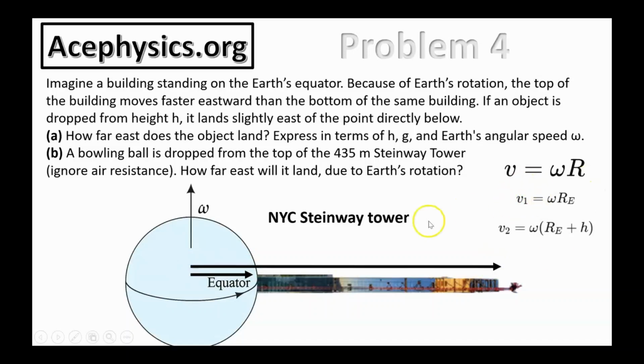v1 is the tangential velocity at the bottom of the building, which is omega times the radius of the Earth. v2 is the tangential velocity at the top of the building, which is omega times the radius of the Earth plus the height of the building. So if you drop an object from a high building and ignore air resistance, it doesn't fall straight downward. It also has a small horizontal displacement. Now let's solve the problem.